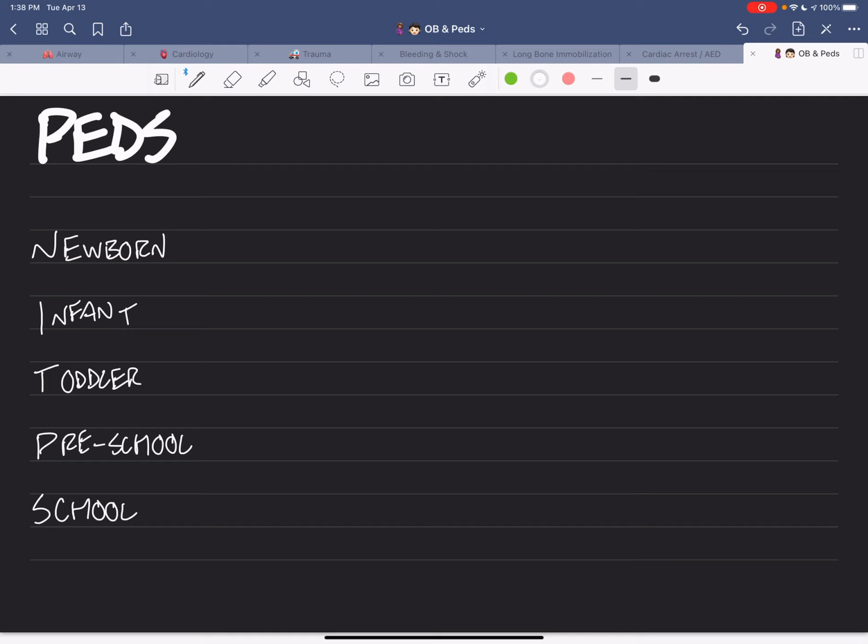Okay, so the first thing we're going to do is hit the ages. A newborn is from birth to 1 month. Infant is going to be 1 month to 1 year. Toddler is going to be 1 year to 3 years. Preschool is going to actually be, they skip one for whatever reason, 4 to 5 years, and then we're going to skip another one, and school is going to be 6 to 12. So those are our ages.